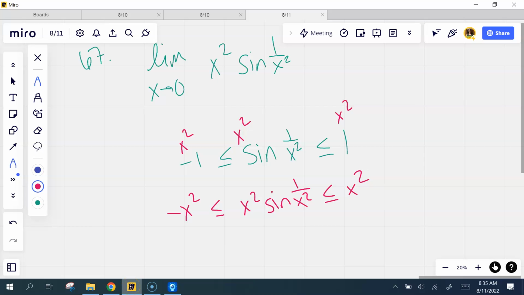Okay. So it's 0, right? Because the limit as I go to 0 of x squared and of negative x squared is 0. The limit as I go to 0 are all going to be 0.